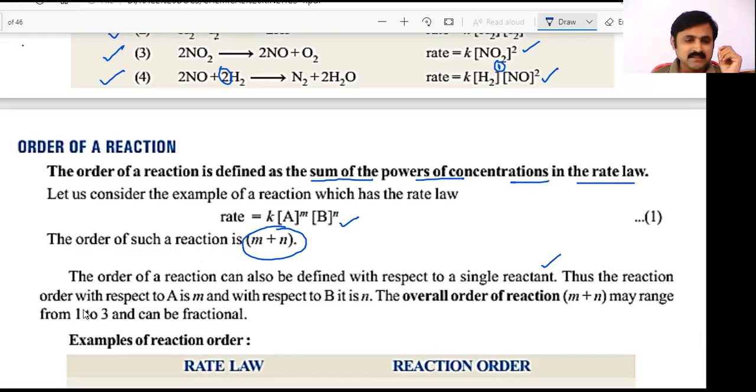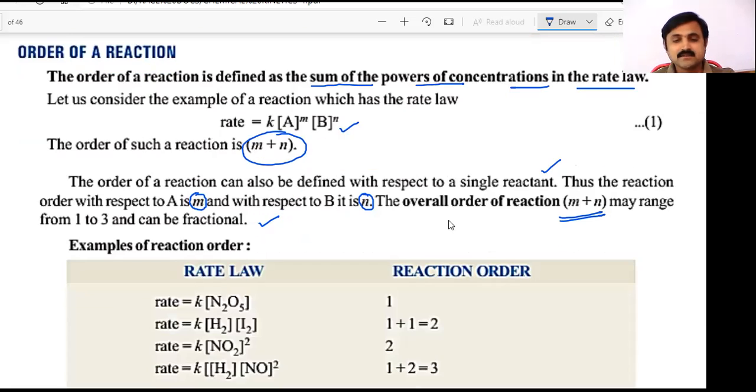Thus the order of the reaction with respect to A is small m, and with respect to B is small n. That's why the overall order of reaction will be m plus n, which may range from 1 to 3 and can also be a fraction. This is the most important discussion we made here.